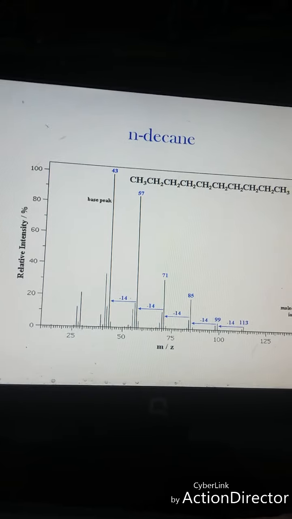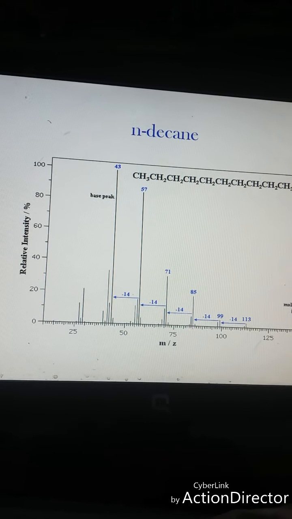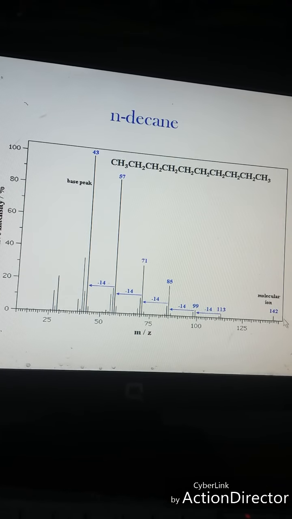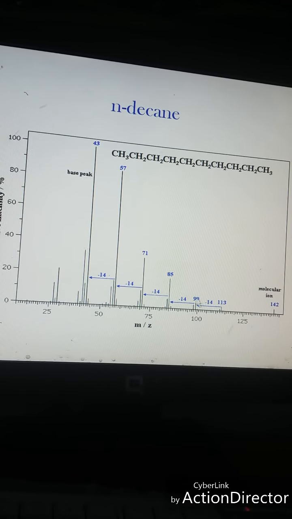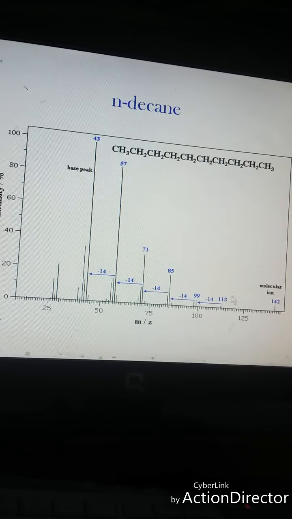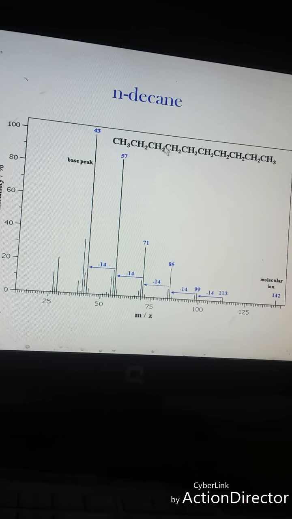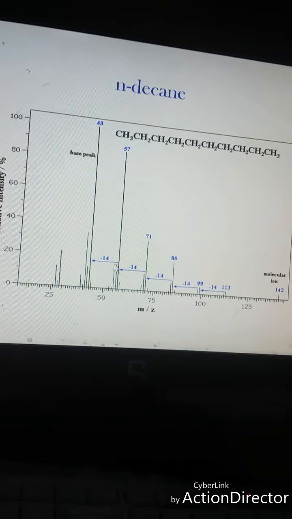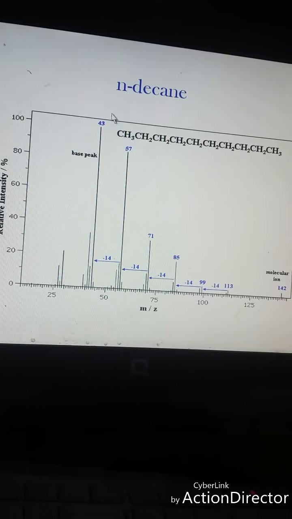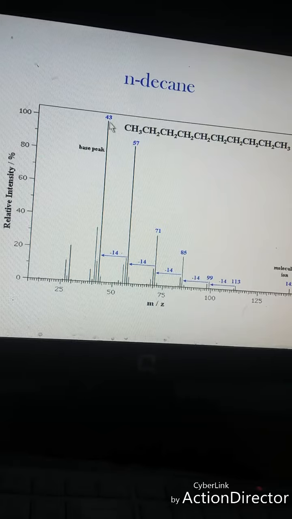This is how the mass spectrum looks. This is the mass spectrum of n-decane, for example. The graph is of relative intensity against m/z value. First will be the molecular ion peak of n-decane, and then the fragments. In the first fragment, C2H5 will go, and then each CH2 you lose reduces the mass by 14. The fragment which is formed easily will show maximum relative intensity, and that will be the base peak.